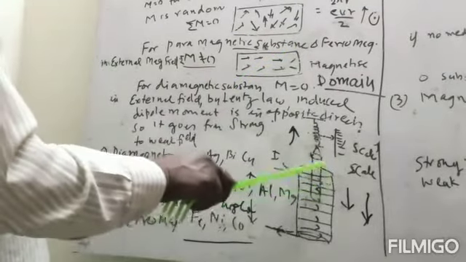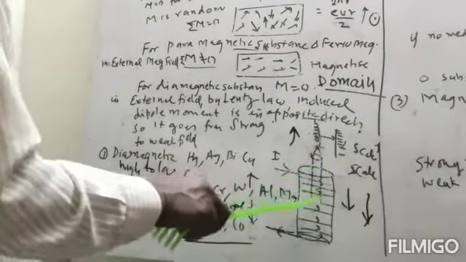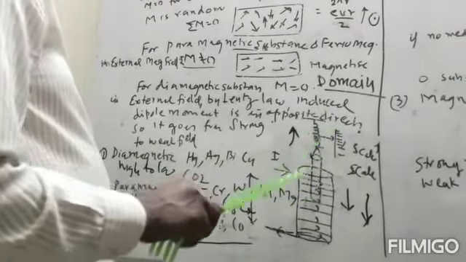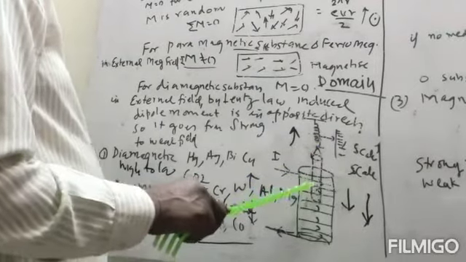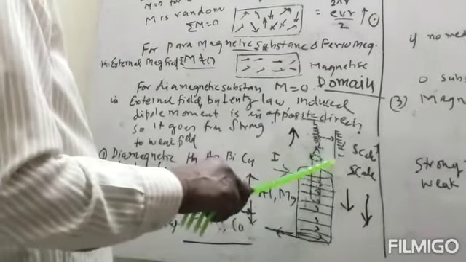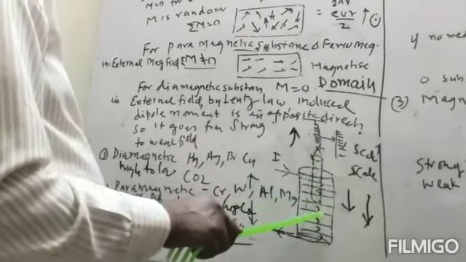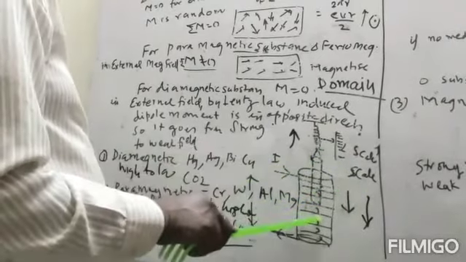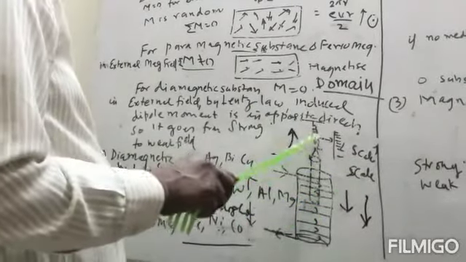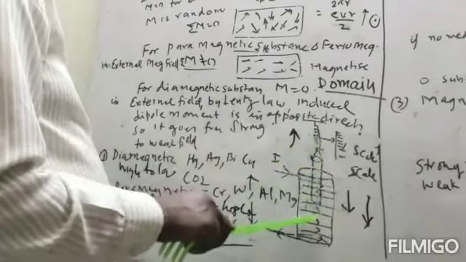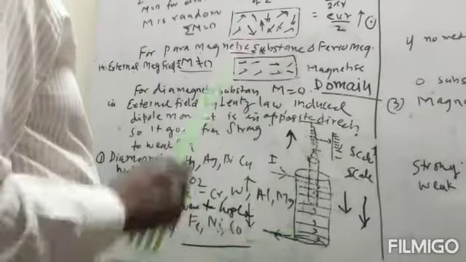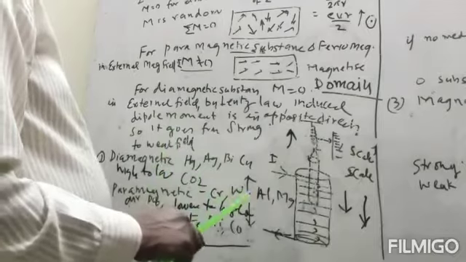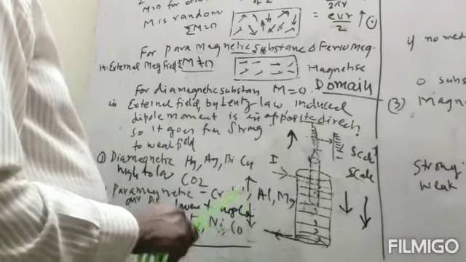So this sample will go from higher magnetic field to lower, so the pointer will go upward. For the paramagnetic substance, it will go from weaker magnetic field to stronger, so it will go downward. For the ferromagnetic substance, it will go still more downward, so the force of attraction will be more. So we can say that paramagnetic substance will go from weaker to stronger magnetic field.